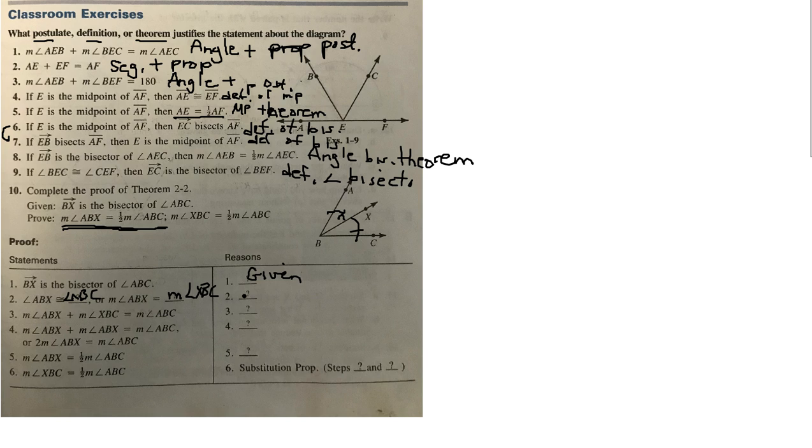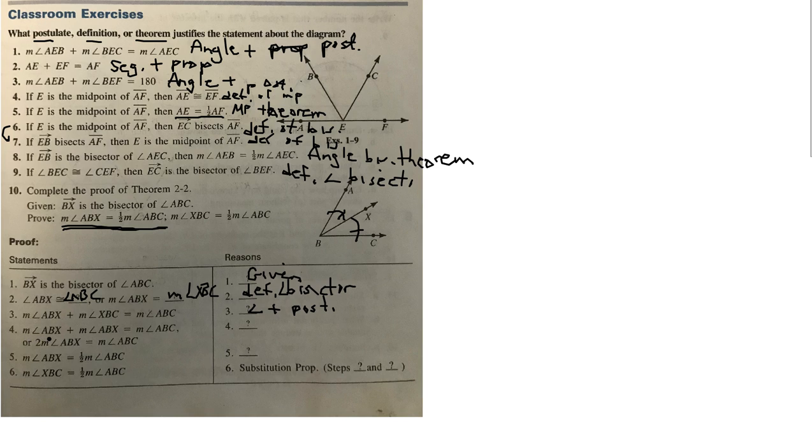Whoops, I didn't write the reason for this. It's just the definition of angle bisector, because it's just saying that they're equal. Sorry, sometimes this thing just does its own random thinking because I'm doing this on the internet and sometimes it gets slow. All right, so this one here, we have ABX plus XBC equals the measure of ABC, and that's just your angle addition postulate, because we're adding the two small angles and getting the big angle.